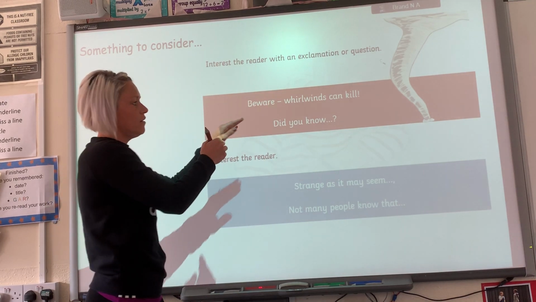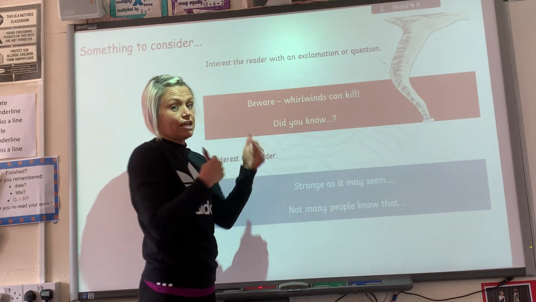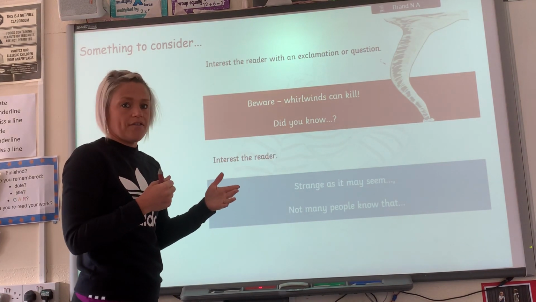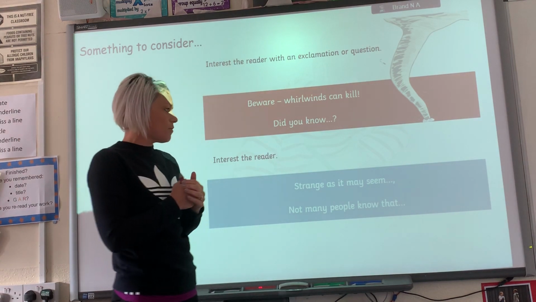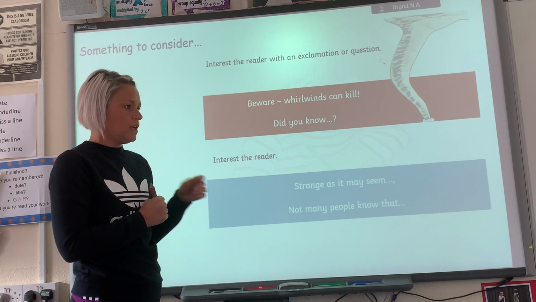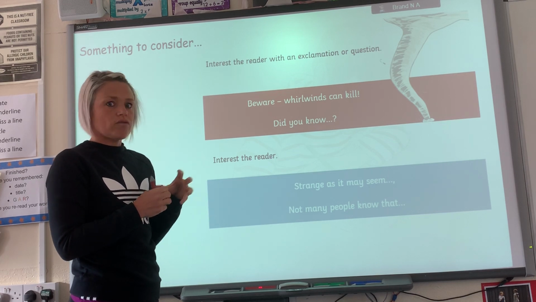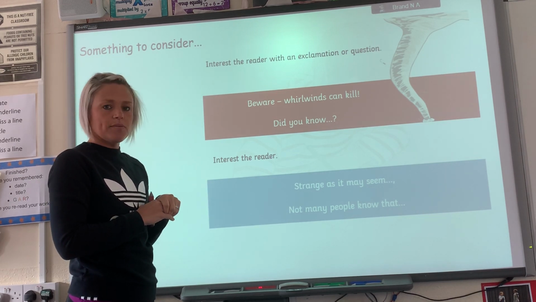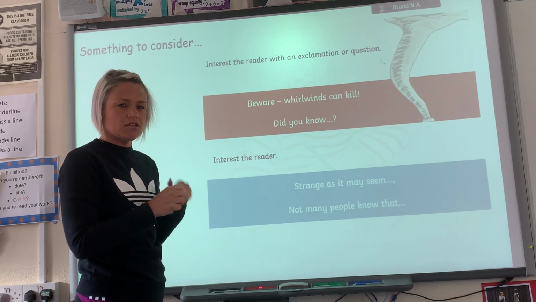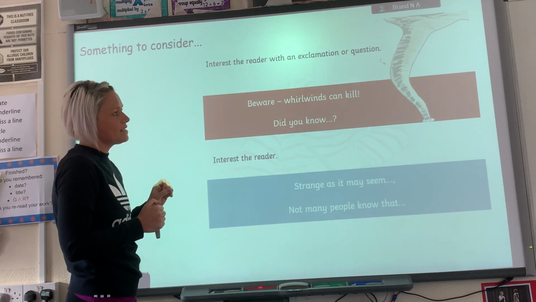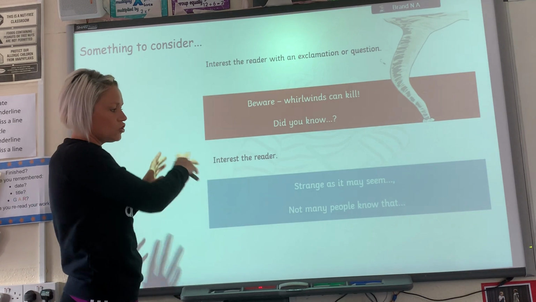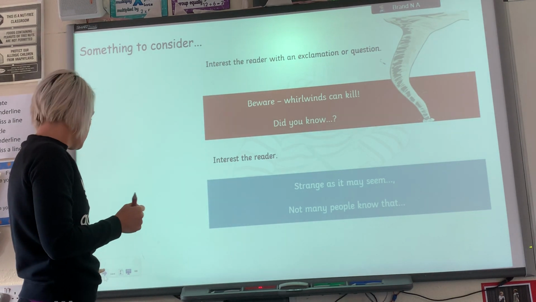So beware, it might be more of a danger to the pet that you're writing about, or did you know? So if you've got a pen and paper, just quickly scribble those down. Strange as it may seem, that's quite a nice one that could grab the reader's attention, or not many people know that, so find them really interesting. Dig deep on the internet, try and find a really good fact about the pet that you're writing about. And that could just go in a separate box somewhere on the page.